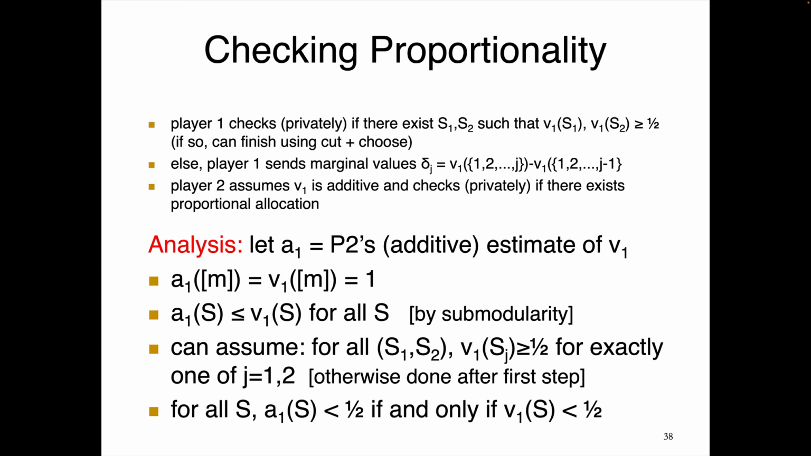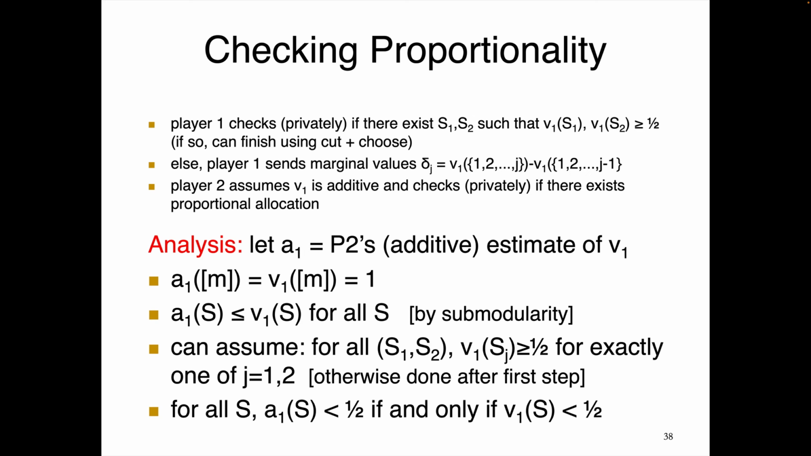Let A1 denote Bob's additive estimate of Alice's valuation, defined by these deltas. There are two quick properties of this additive approximation: it's a lower bound, and it's tight at the set of all items. Let's start with the second one. Alice's real value for all items is 1, by normalization. The additive estimate gives the sum of the deltas, which by telescoping is also the value for the full set, or 1. So they match exactly at the full set.